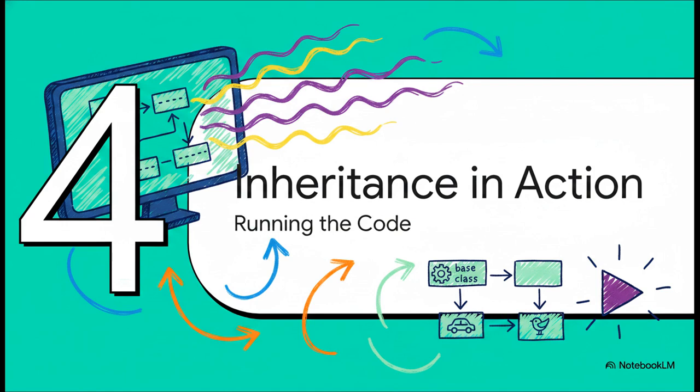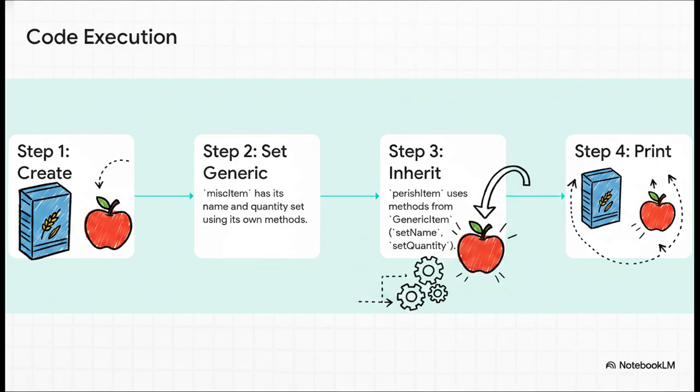All right, theory is great, but let's see how this actually behaves when we run the code. This is where you'll really see the power of inheritance light up. So, check this out. First, we create our two items, a generic one for some cereal and our special produce item for some apples. Setting the cereal's info is no big deal, but look at step 3. For our apple, we call setName and setQuantity. But wait a minute, we never wrote those methods inside our produce item class. How can we use them? We can use them because it inherited them from generic item. That's the magic. We get to use all the old code plus our new code all in one clean package.